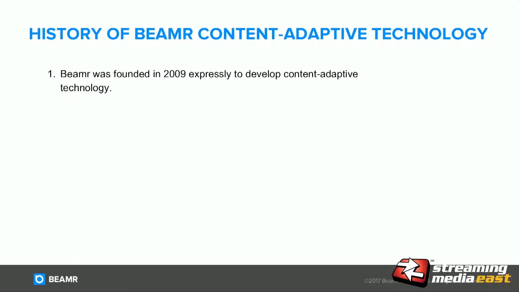For those of you who don't know Beamr, or as a quick refresh, we were founded in 2009. What's unique about us is that we were founded expressly to develop content adaptive technology. To date, we have 29 patents in the area that have been granted. We have 18 pending, and we're filing for new IP almost every quarter. So this is what our company focuses on.